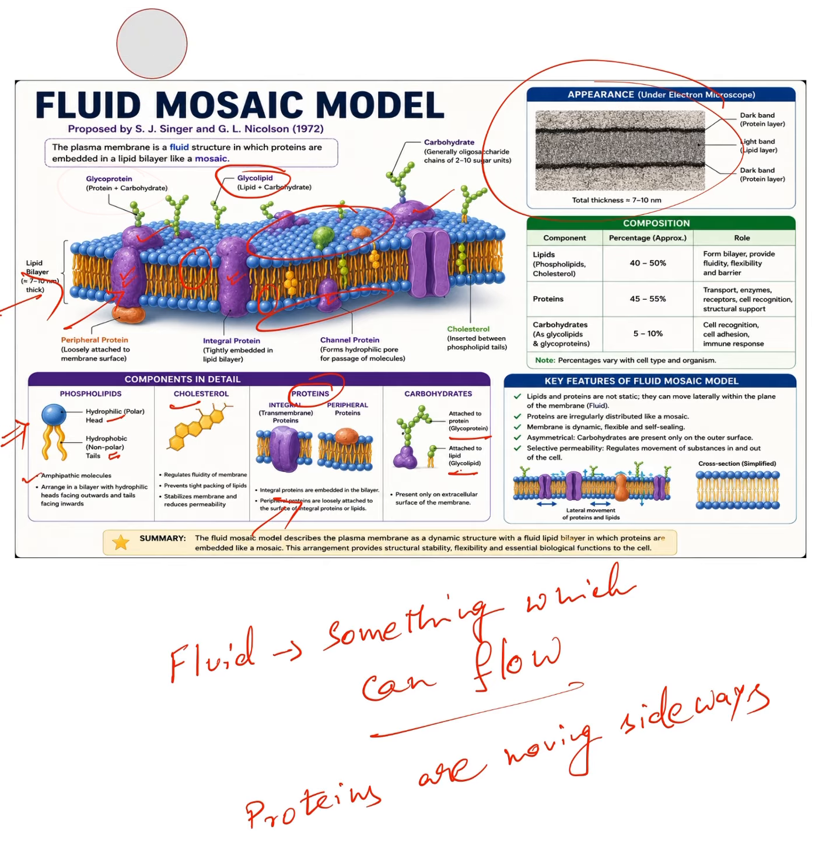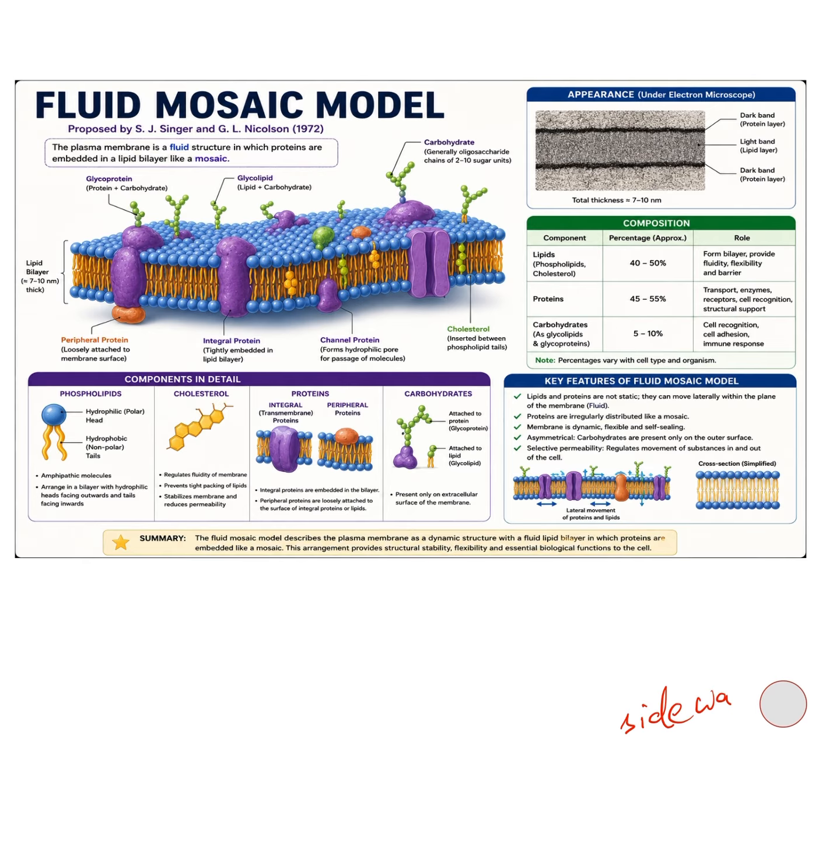So the peripheral proteins. Which are the peripheral proteins? Look carefully. Which are the peripheral proteins? So these are the peripheral proteins, right? These are the peripheral proteins. What do they do? Enzyme activity, cell signaling. Then we have the cholesterol also. You can see the cholesterols. What do they do? They are present between phospholipids.